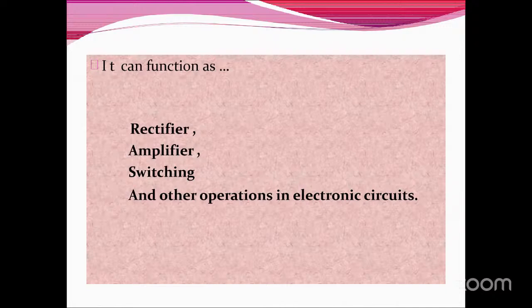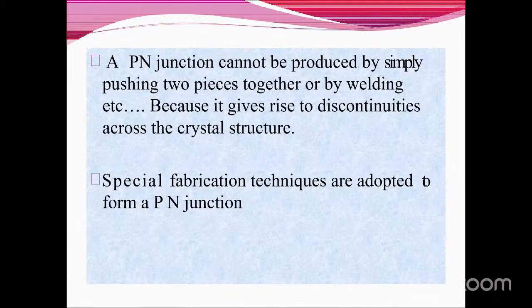Rectifier means a pulsating AC is converted into a DC. Amplifier means whenever a low signal is there, that signal is strengthened by this. Switching means on and off, and other operations. A PN junction cannot be produced by simply pushing two pieces together, or by welding one piece to the other, because that gives a discontinuity across the crystal structure. So special fabrication techniques are adopted to form a PN junction.